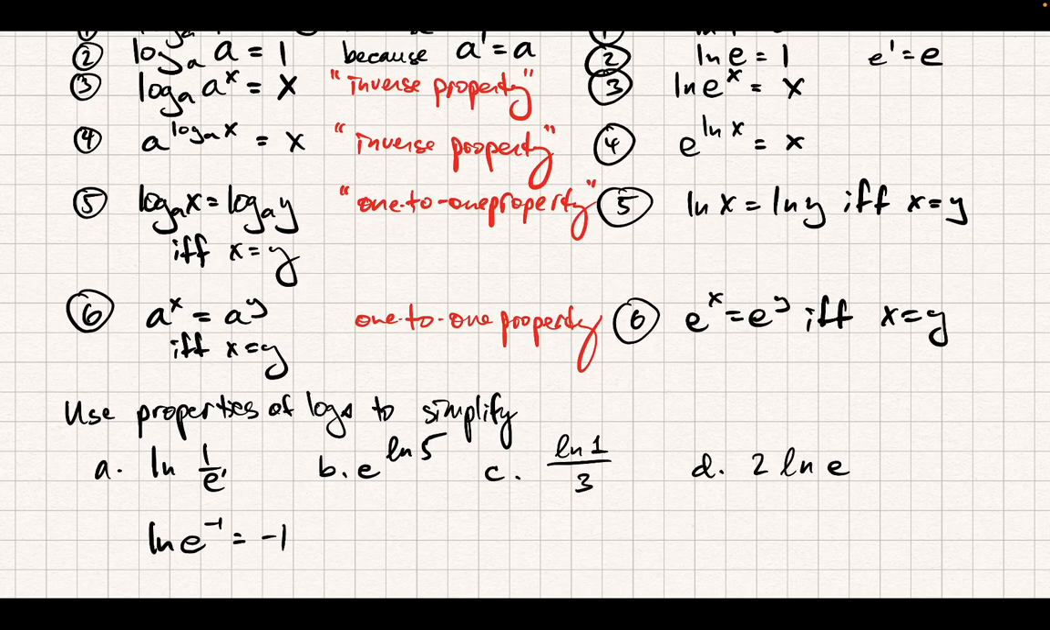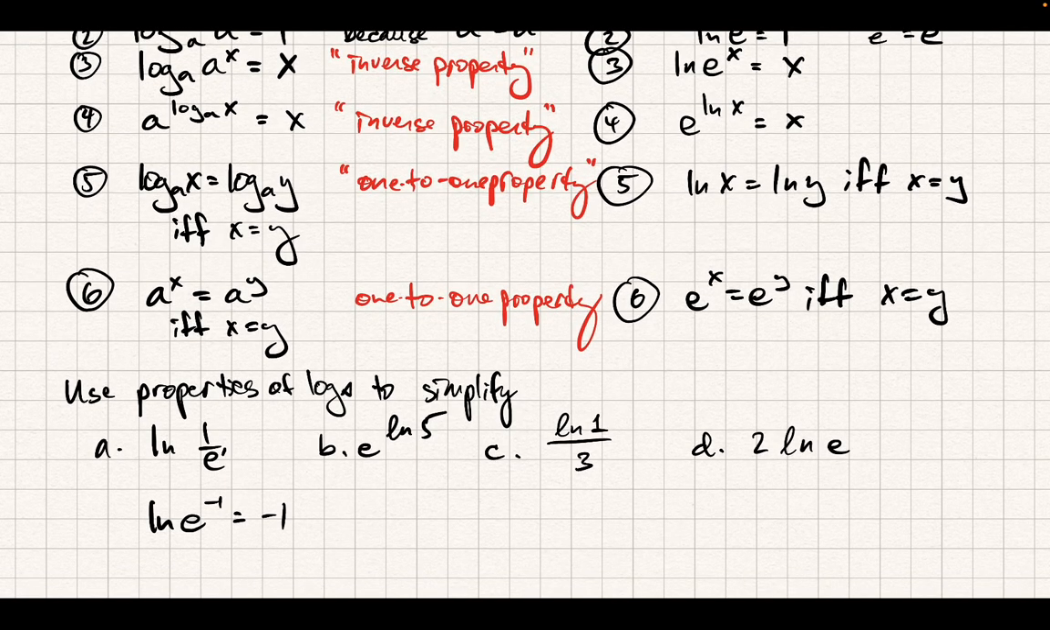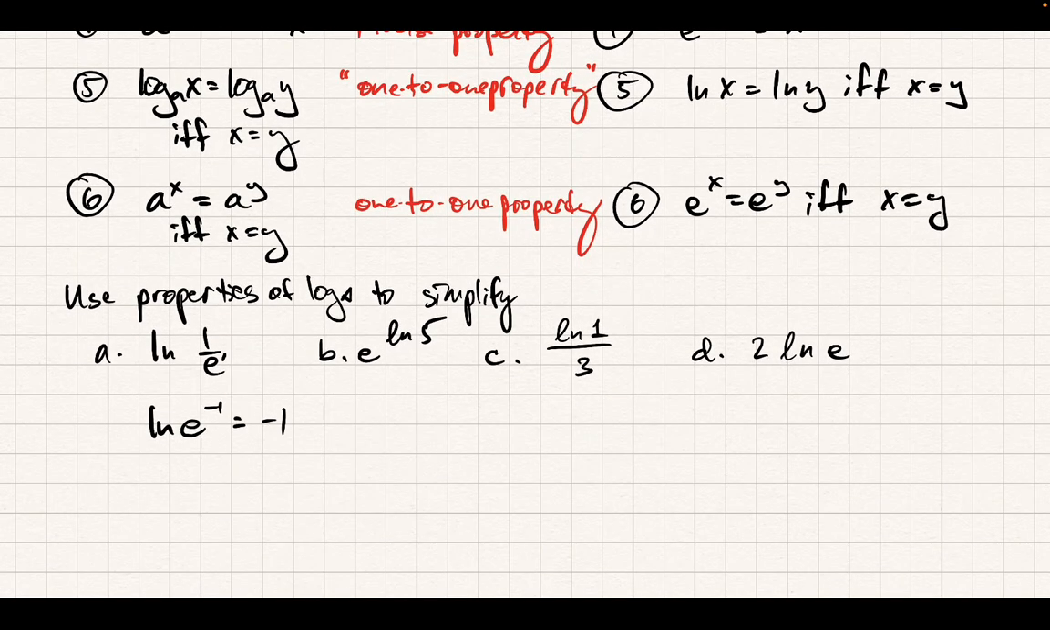Last time, we said that natural log of 1 over e can be solved by rewriting e as e to the minus 1. And then by the inverse property, that left us with minus 1 because the natural log of e to the anything is just that thing. Okay, so we're going to do b now.